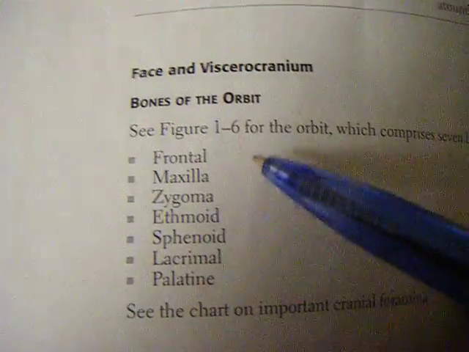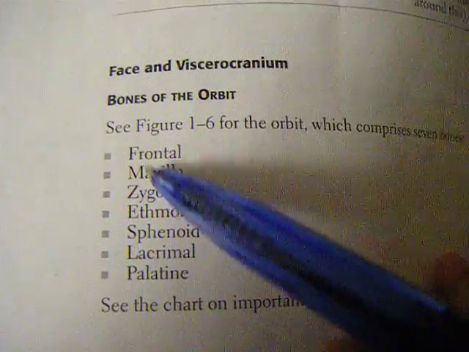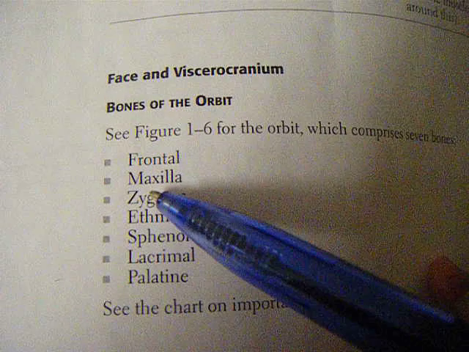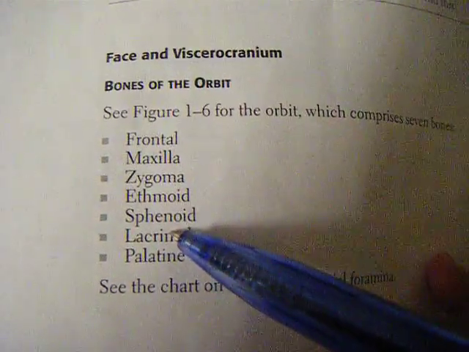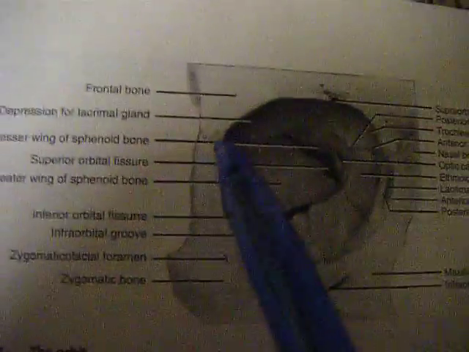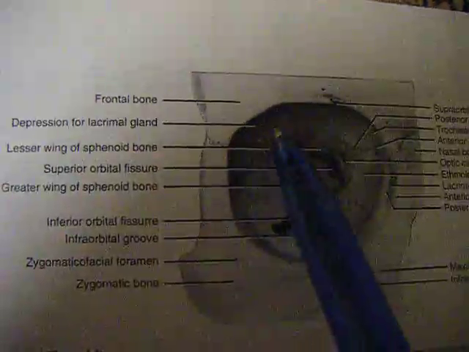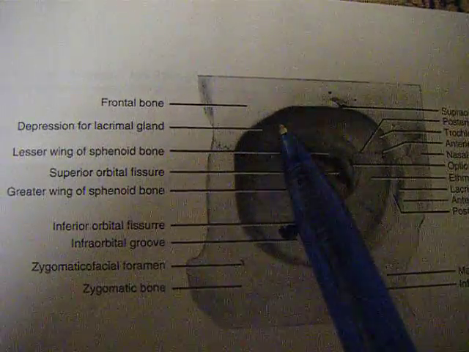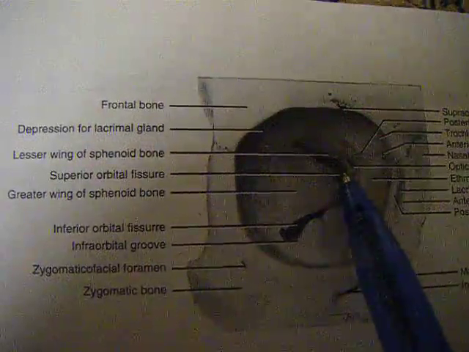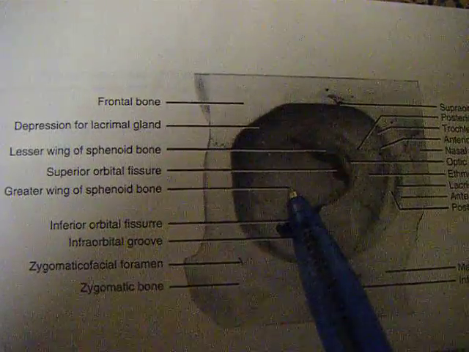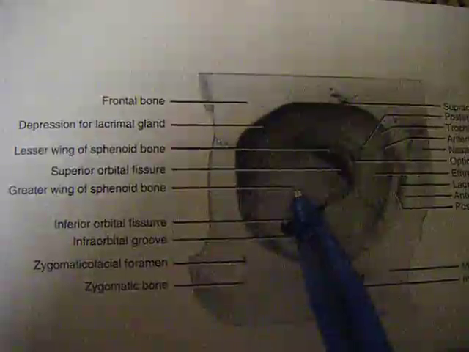Now the bones of the orbit. What all bones form the orbit? Frontal, maxilla, zygoma, ethmoid bone, sphenoid bone, lacrimal and palatine. Now this is the frontal bone. This is the depression for the lacrimal gland. This is the lesser wing of sphenoid. This is the superior orbital fissure. This is the greater wing of sphenoid.